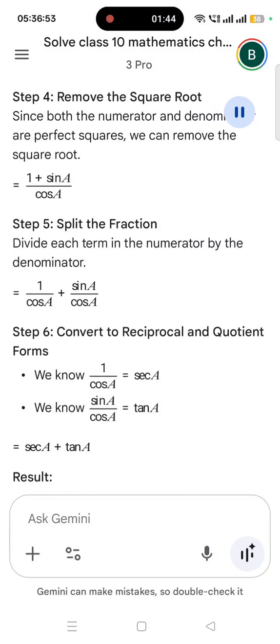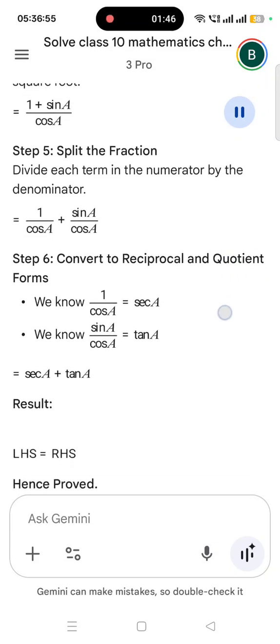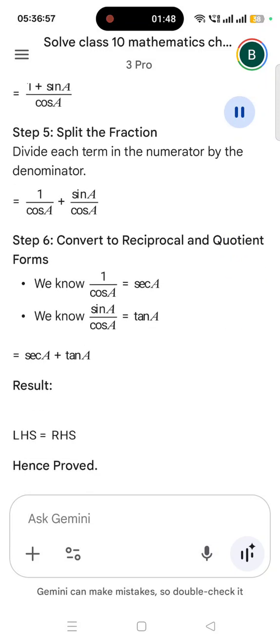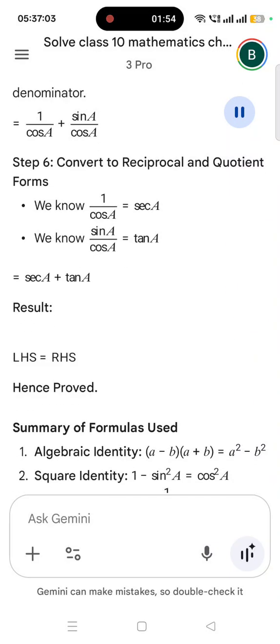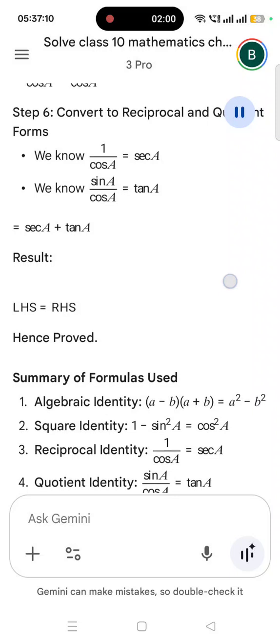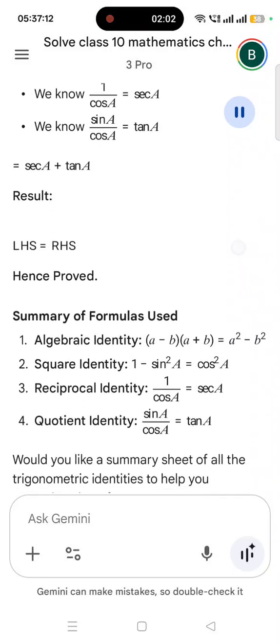Step 5. Split the fraction. Divide each term in the numerator by the denominator. Step 6. Convert to reciprocal and quotient forms. We know 1 over cos A equals sec A. We know sin A over cos A equals tan A. Result, hence proved.